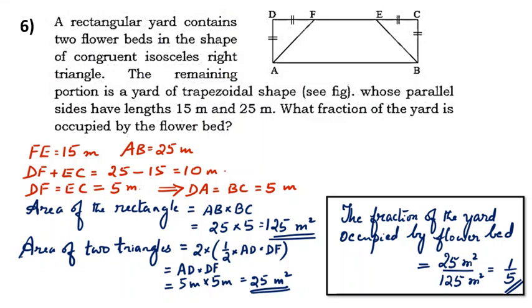So you need slight observation. Carefully you have to observe the figure. Then you will understand. Otherwise this is tough. Getting what DF and EC are is tough, because FE is known, 10. Sorry, 15. Then DF and EC should be 10 together. But DF and EC are equal. So 5 and 5.